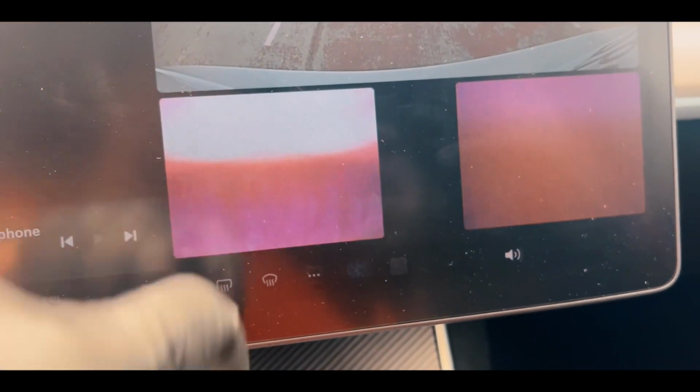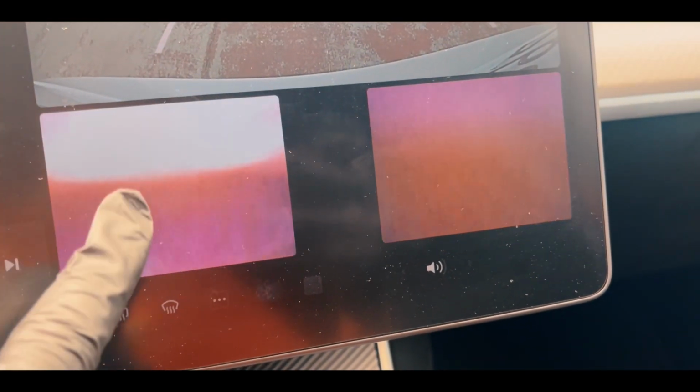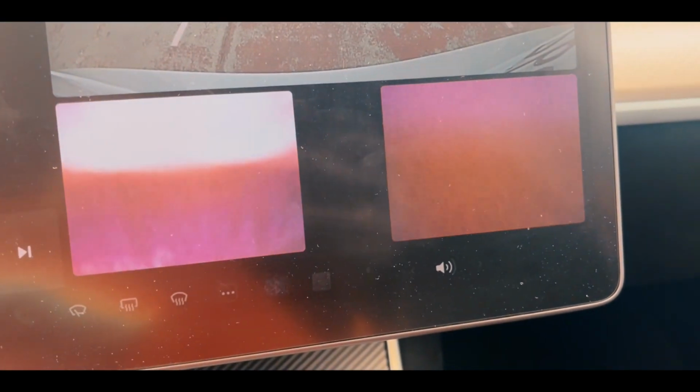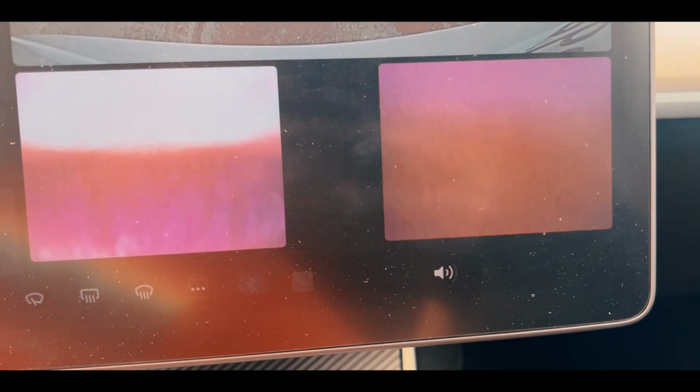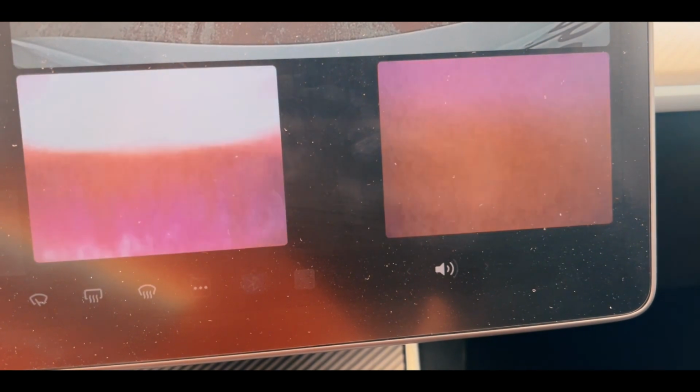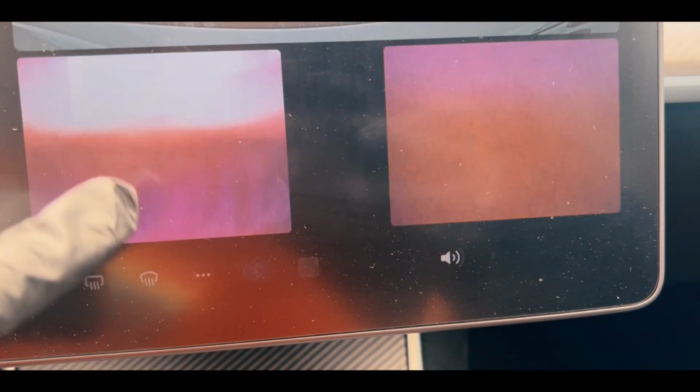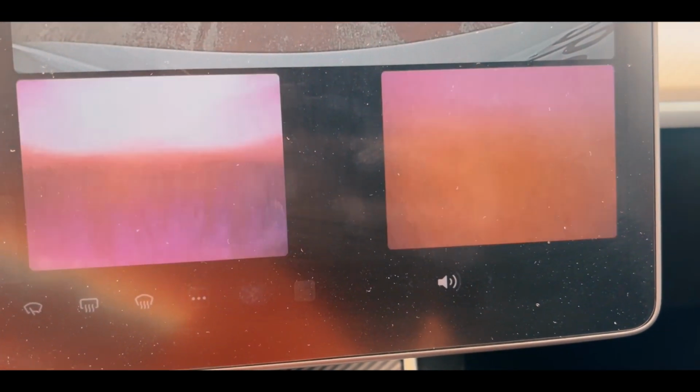So the one on the left is not treated. The one on the right is the one that's treated. I think it's significantly reduced. As you can see, the glare is a lot less on here. I know why there's a little bit left in there.